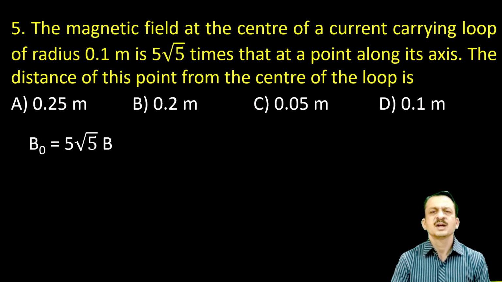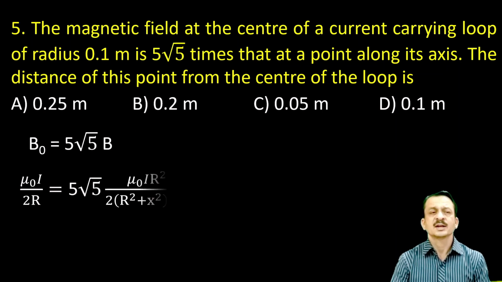Now what is the expression for B naught at the center? We have studied it is mu naught I divided by 2R. So mu naught I divided by 2R is equal to 5 root 5 into, what is the expression for the magnetic field along the axial point? It is mu naught I R square divided by 2 into R square plus X square to the power of 3 by 2. Now from this step onwards, it is simple mathematics. First cancel the terms, that is mu naught I by 2, which are common on both sides. They get cancelled.